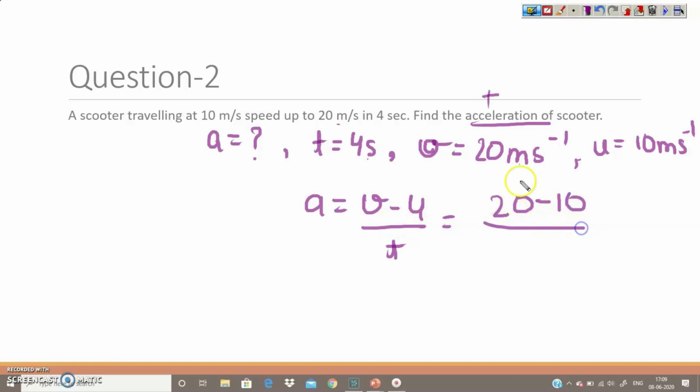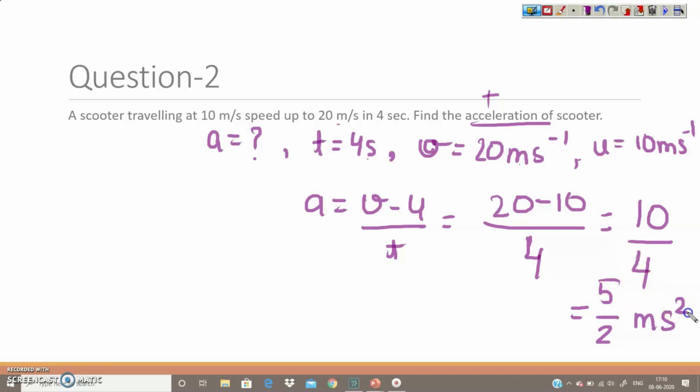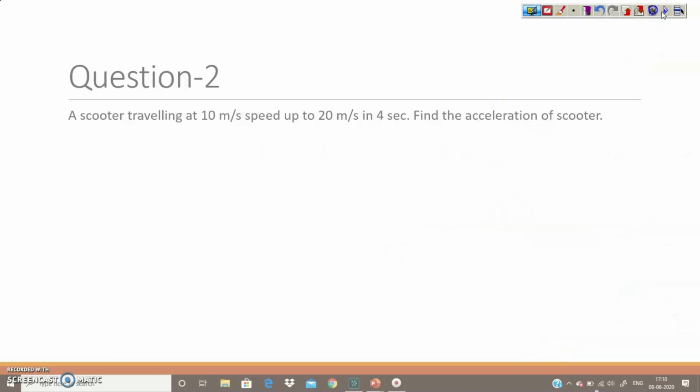20 minus 10 over 4. 20 minus 10, it's 10 over 4. Now when you divide this all by 2, you'll get 5 over 2. The unit of acceleration is meter per second square. So here we got our answer.